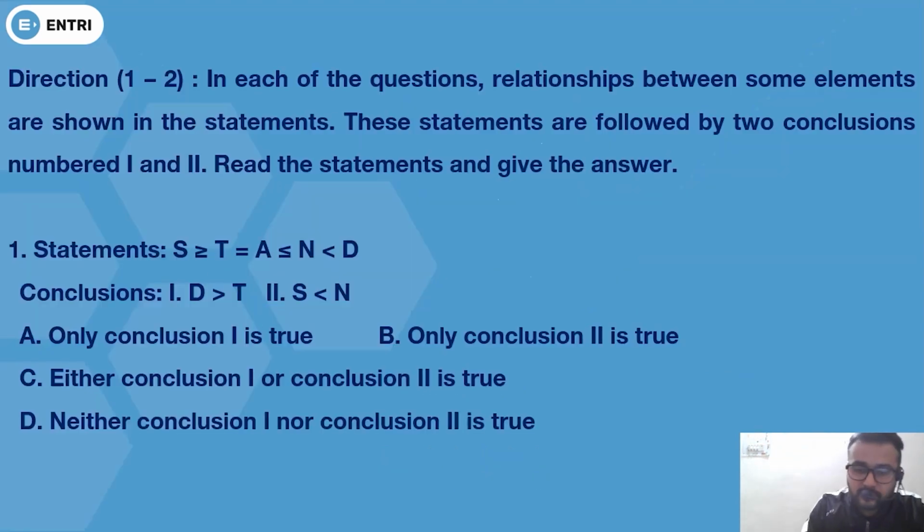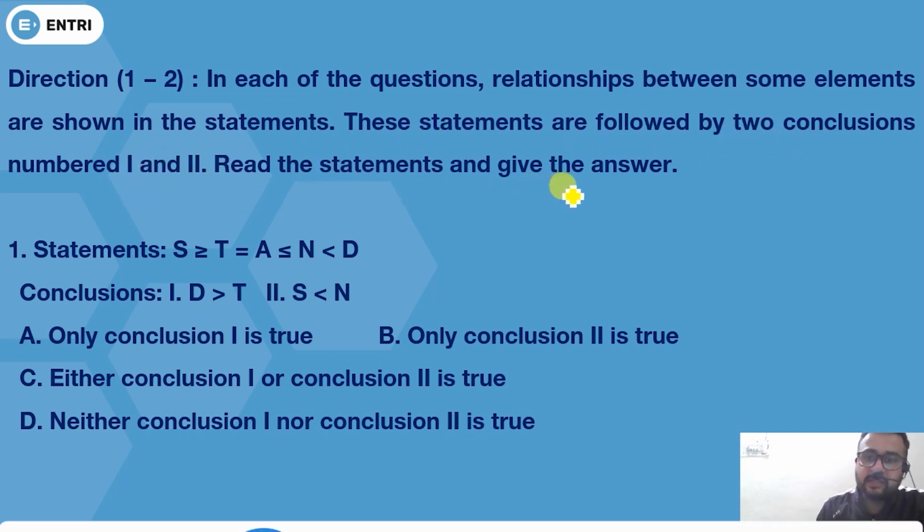So today we're going to discuss seven questions of the reasoning previous year paper. The first two questions are based upon inequalities and the next five questions are based upon a puzzle. In each question, the relationship between some elements is shown in the statement. These statements are followed by two conclusions, number 1 and 2. Read the statement and give the answer.